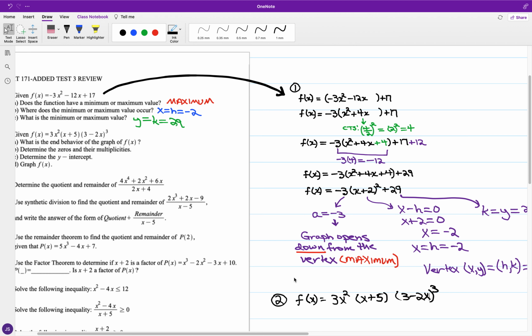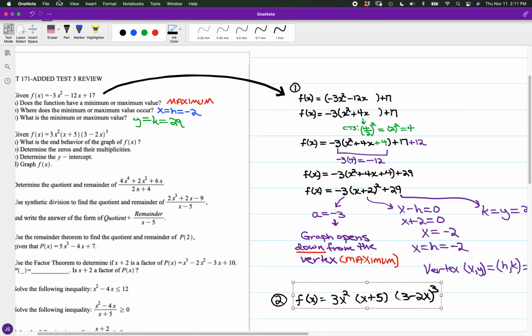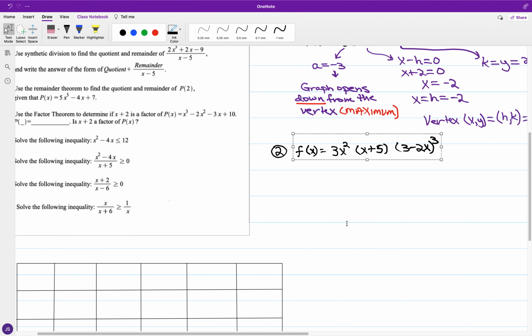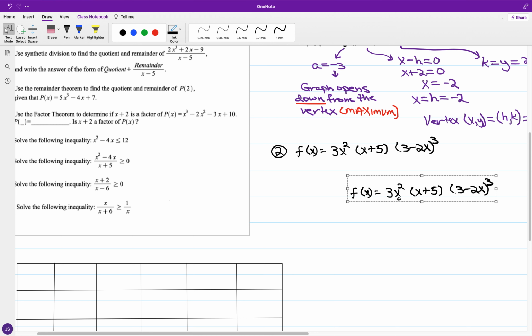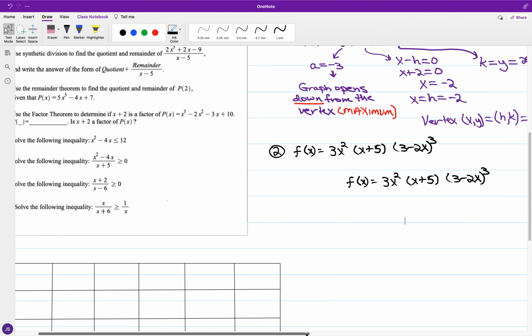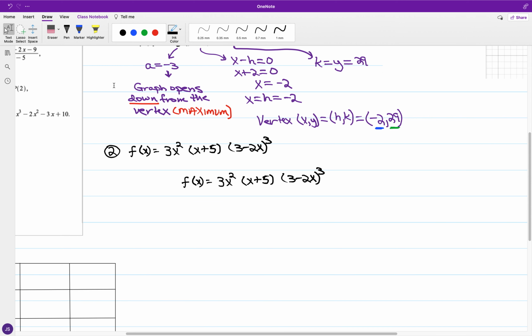And now, concerning the end behavior of the graph of this function. Looking at what we have now, to determine the end behavior, I need to be able to identify what the highest degree term will be if I were to multiply these expressions out.